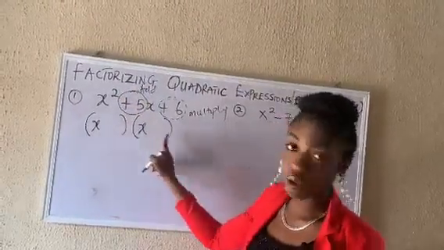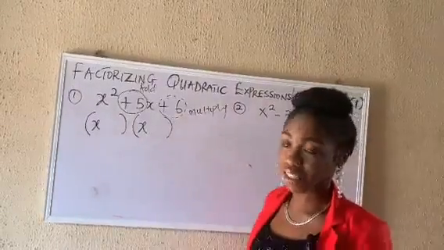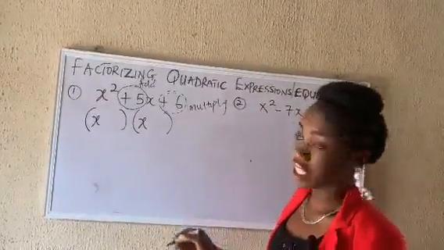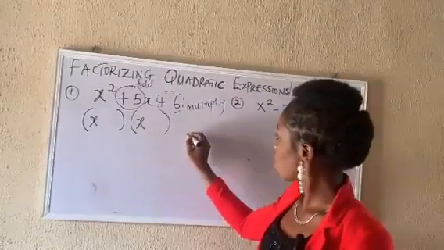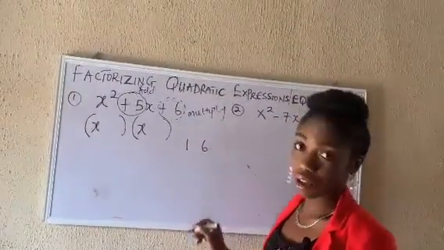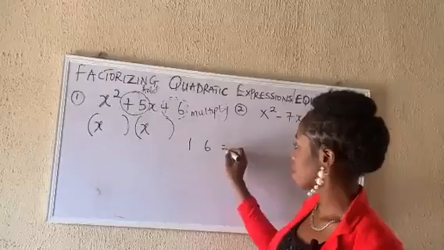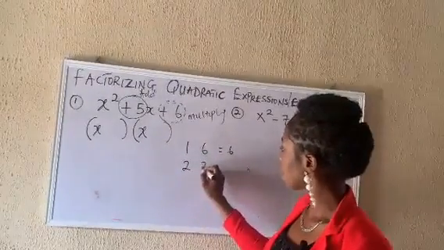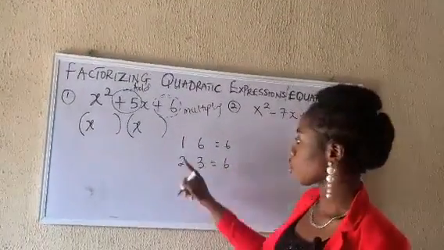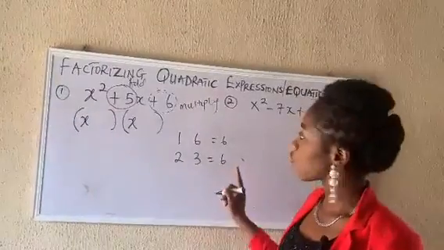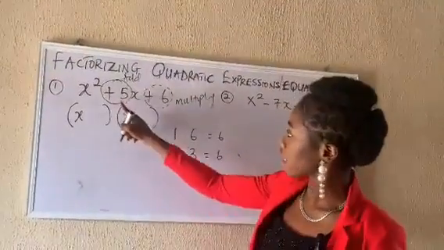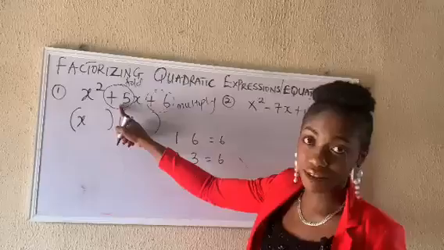Those 2 numbers are what we are going to put in the space. So let's check for 2 numbers that when we multiply, it gives us 6. 1 and 6 will give us 6 because 1 times 6 is 6. 2 and 3 will give us 6 because 2 times 3 is 6. But we are going to consider which of these can we add to give us 5.